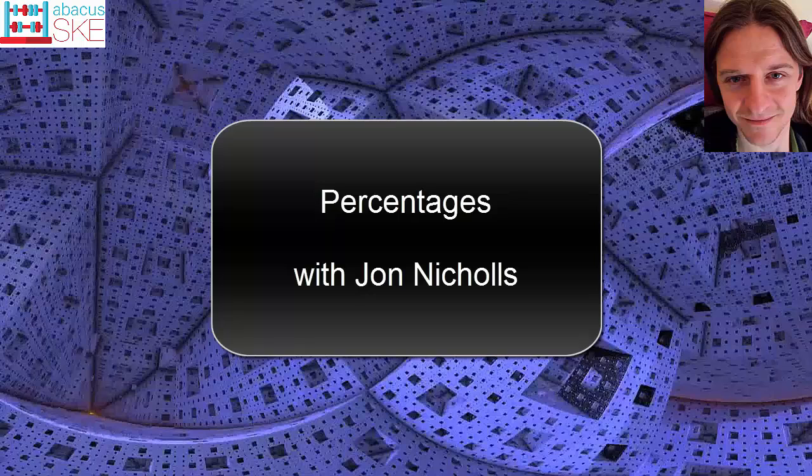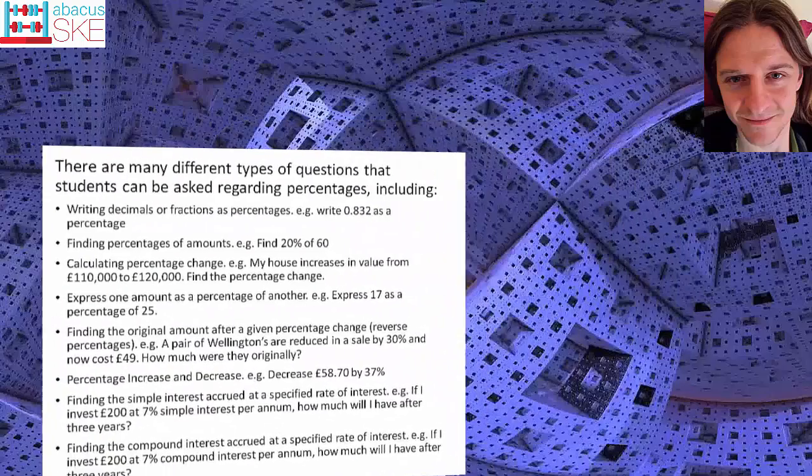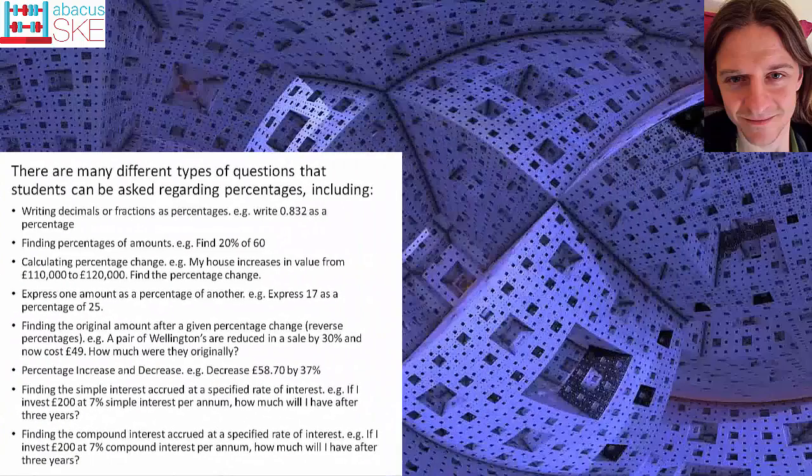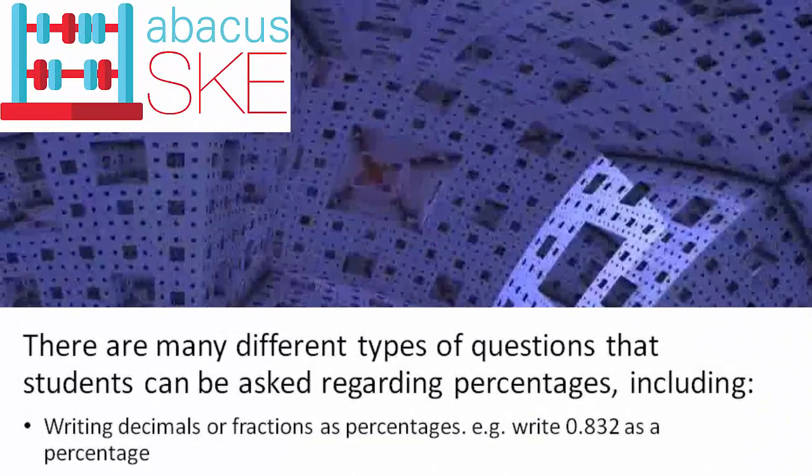Okay, so there are a large variety of questions which students can be asked at GCSE relating to percentages. They range from the very simple to the very complex, and let me give you a flavour of what some of those questions may be. Firstly, they could be asked just to write a decimal or a fraction as a percentage. So, for example, express a quarter as a percentage or express 0.832 as a percentage. Very straightforward, and I'm not going to go through how to do that.